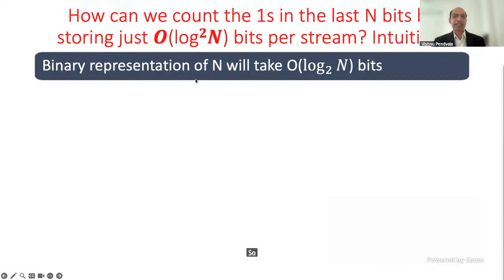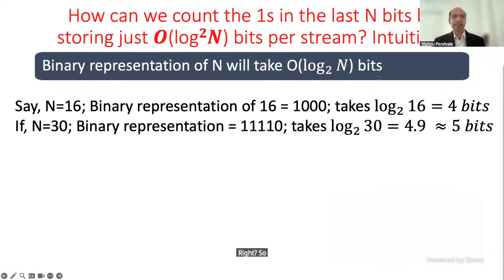Okay, let us look at it in a little more detail. So binary representation of n will take how many bits? Log n to the base 2 bits, right? So example, suppose n is equal to 16. Binary representation of 16 is 1 followed by 4 zeros. So it takes 4 bits. If n is equal to 30, binary representation is 4 ones followed by 0, so 5 bits. So you get the idea, right? We just need log n bits.